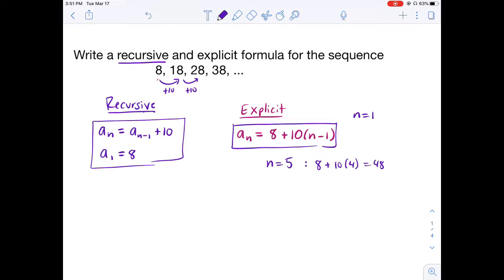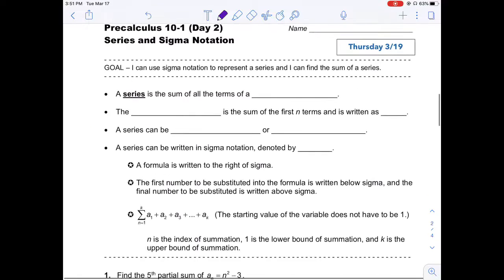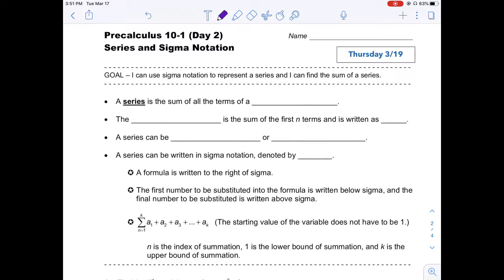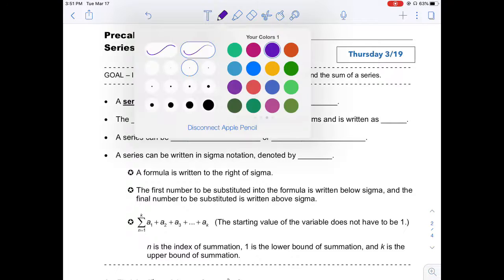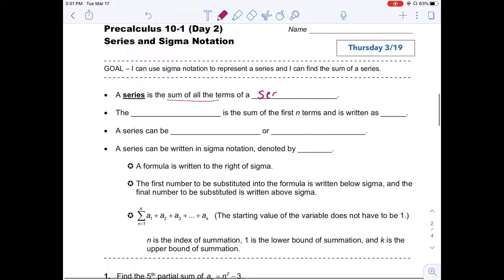So here's a quick reminder. This is a recursive and explicit formula for a sequence. Today we're going to talk about a series. So let's go down to our notes. A series is what happens if we take all of the terms of a sequence and we sum them up. So a series is the sum of all terms of a sequence. We're going to take our list and we're just going to put a plus sign between them and add them up.